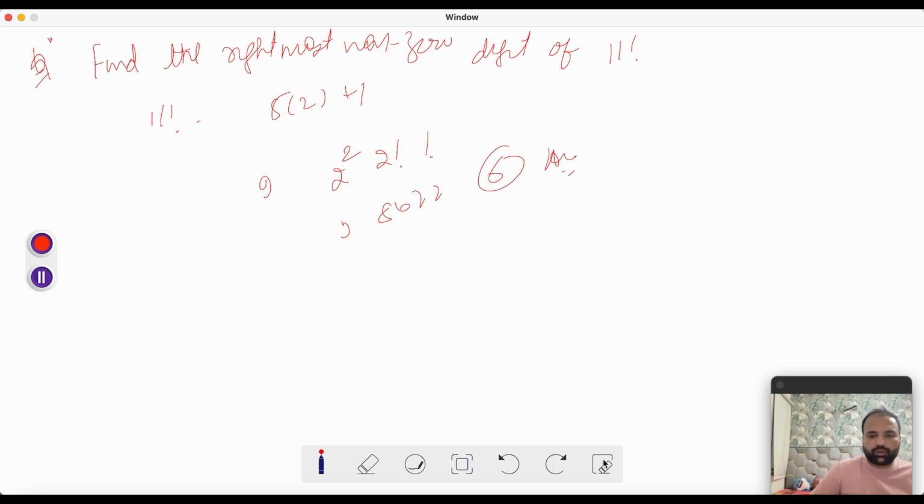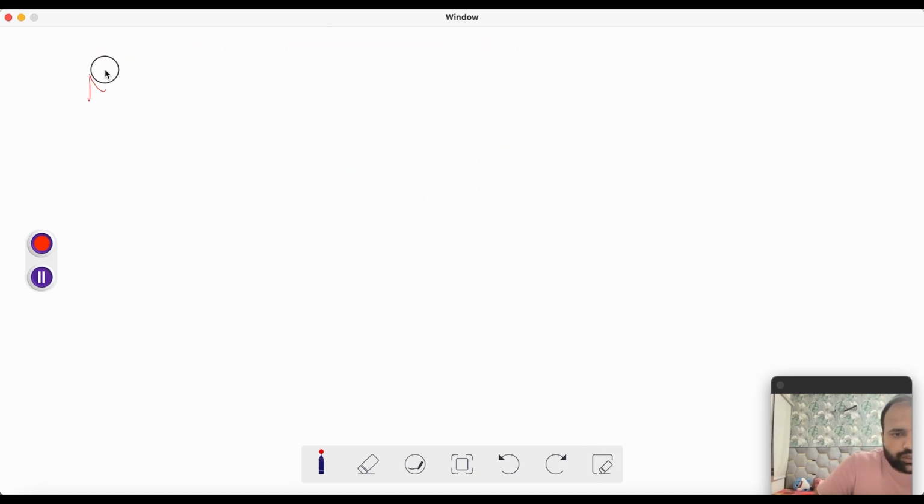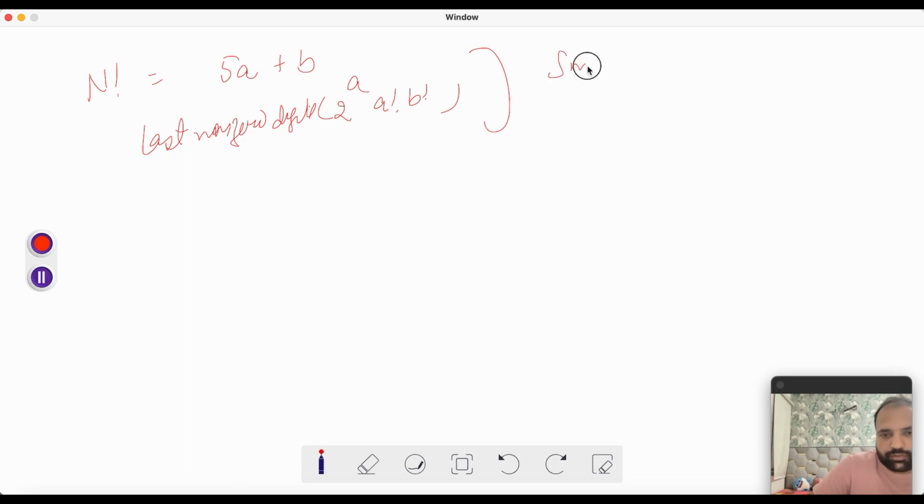Remember this method that we are doing: n factorial is 5a plus b, and then once we have our a and b, we derive it in the form of 2 to the power a, a factorial, b factorial. But what do we take over here? Only the last non-zero digits. That's how we multiply it. So any number that we get, we just take the last number and then we multiply it. But this method is only for smaller numbers.